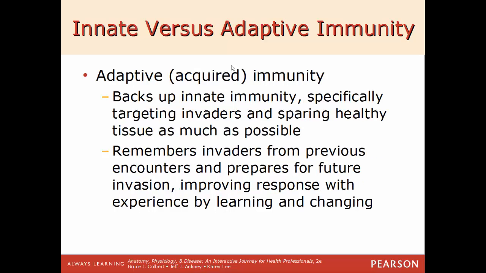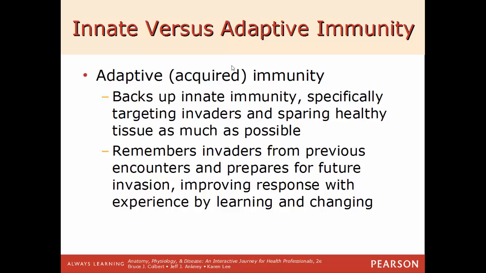Now, in comparison to that, the adaptive immunity or acquired immunity is a backup to your innate immunity, but this will specifically target invaders, and it will ignore healthy tissue as much as possible. So this type of immunity takes more time to develop, but is much more specific and much more effective. Another good feature about the acquired immunity is that it keeps a record of pathogens it has fought in the past. So if it is exposed to them again, the response can be much faster and much more aggressive.